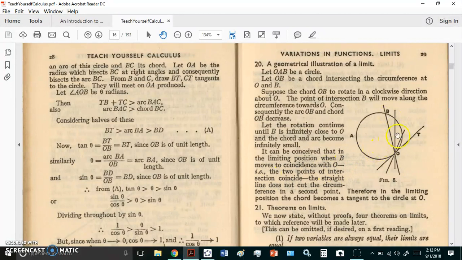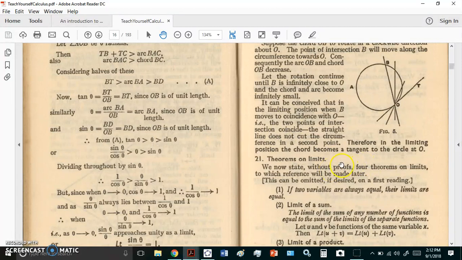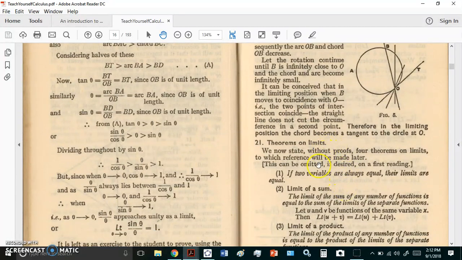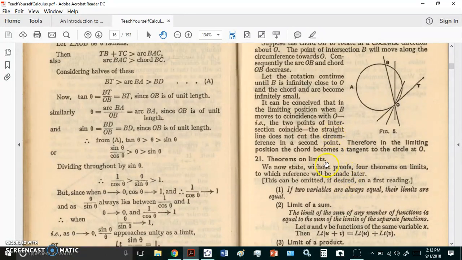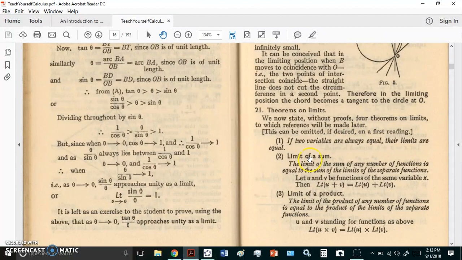Well, if B coincides with O, then this arc length is 0, and there's no chord. So, in other words, you're looking at that 0 divided by 0 position. That's the limiting position. So these things just stood out like a sore thumb from the first time I saw this. But being an abstract learner, I simply decided that I was going to, for the time being, accept the facts and move on. Otherwise, I'd never have been able to figure out the rest of what was coming.